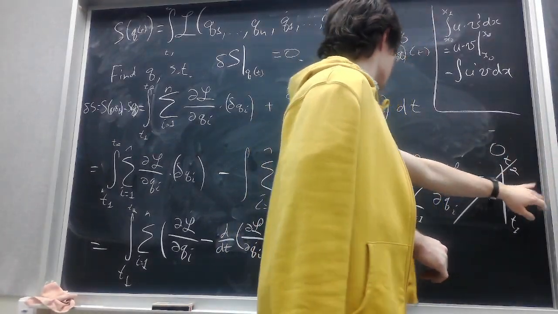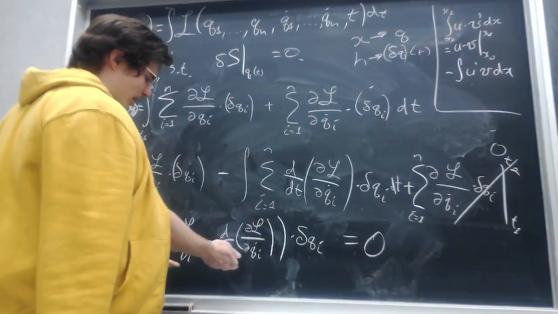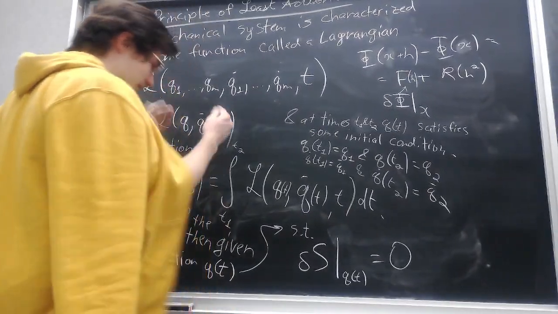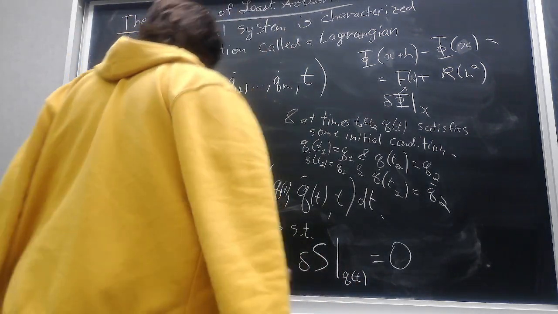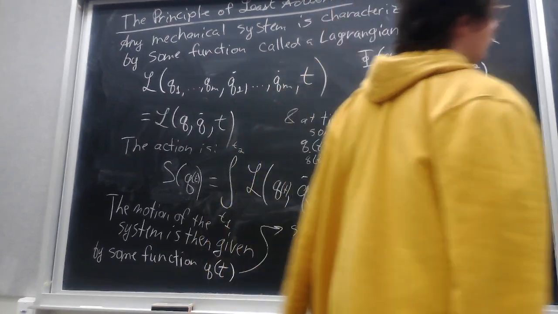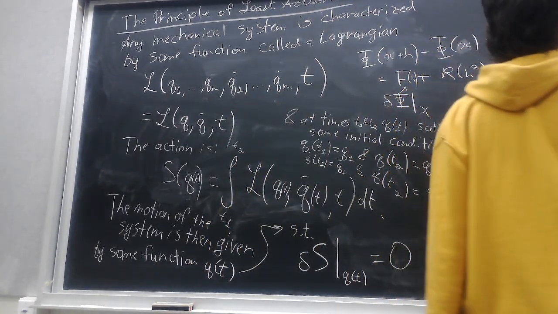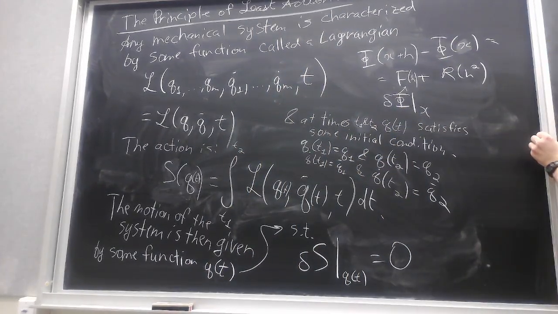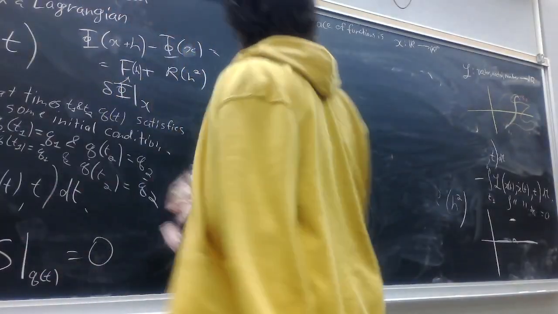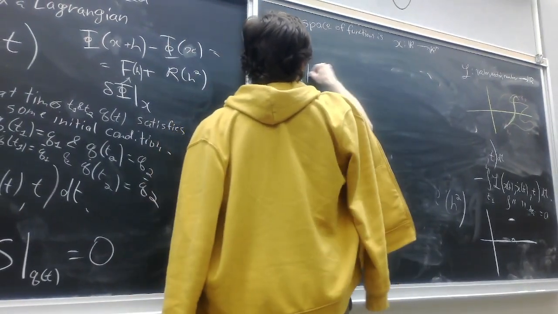And this is where we will end. So what you do is you just copy this and you set it to 0. These are the Euler-Lagrange equations. And the principle of least action gives you the Euler-Lagrange equations. I want to erase this. I guess I can erase this. So, Euler-Lagrange.